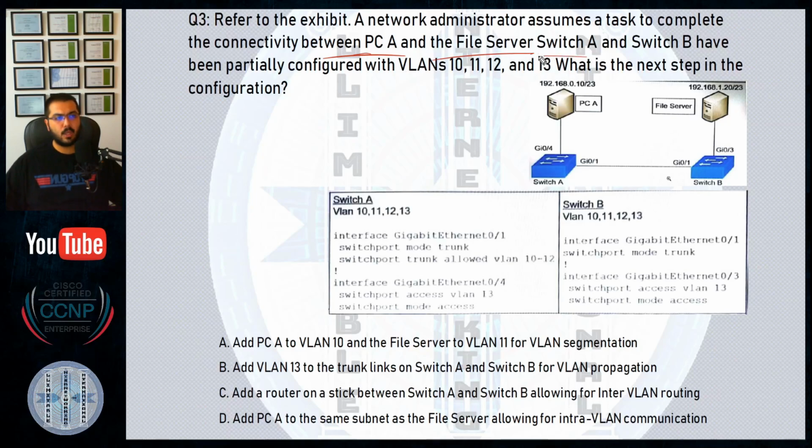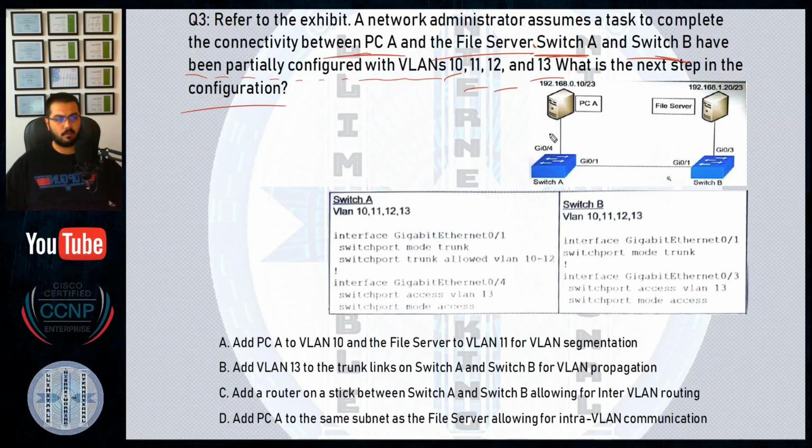The file server. Switch A and switch B have been partially configured, so more config is needed with these VLANs 10, 11, 12, 13. What is the next step in the config?